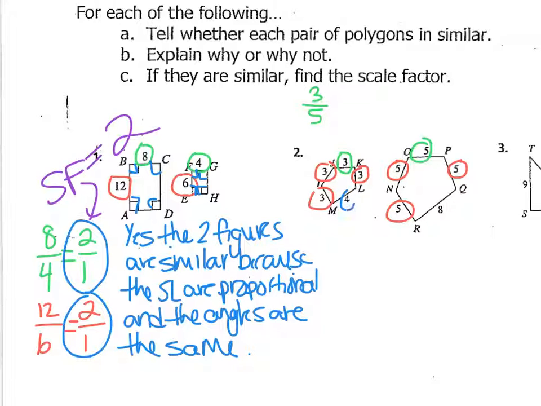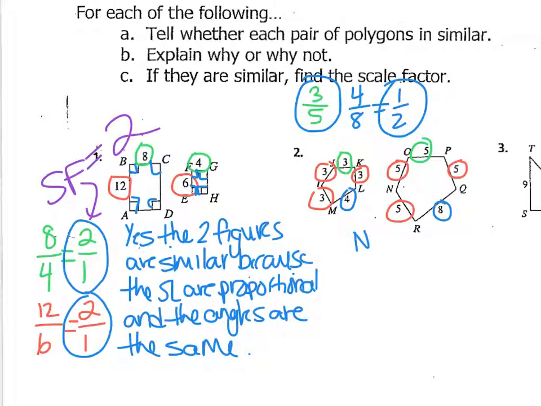But here I have 4 over 8. And 4 over 8 simplifies to 1 over 2. So one ratio is 3 to 5, and one ratio is 1 to 2. And since those ratios are not the same, that means that these two figures are not similar.